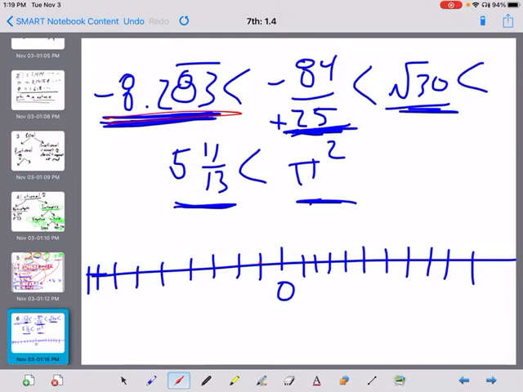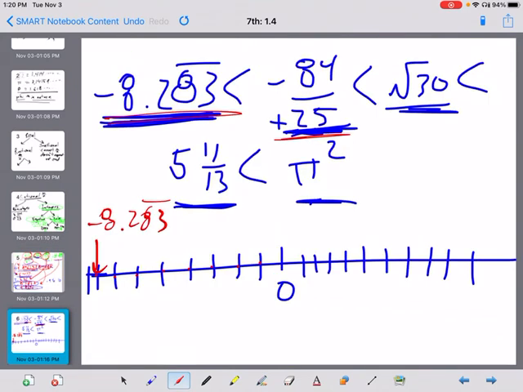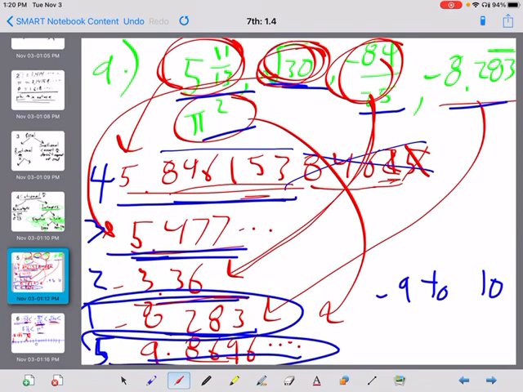Remember, -8.23, so 1, 2, 3, 4, 5, 6, 7, 8. I'm going to say right about there. Then -8.283. Then -84 over 25, I'll look back to see exactly what that is. -84 over 25 goes to -3.36. So I just look at -1, 2, 3. Somewhere in there is going to be -84 over 25.